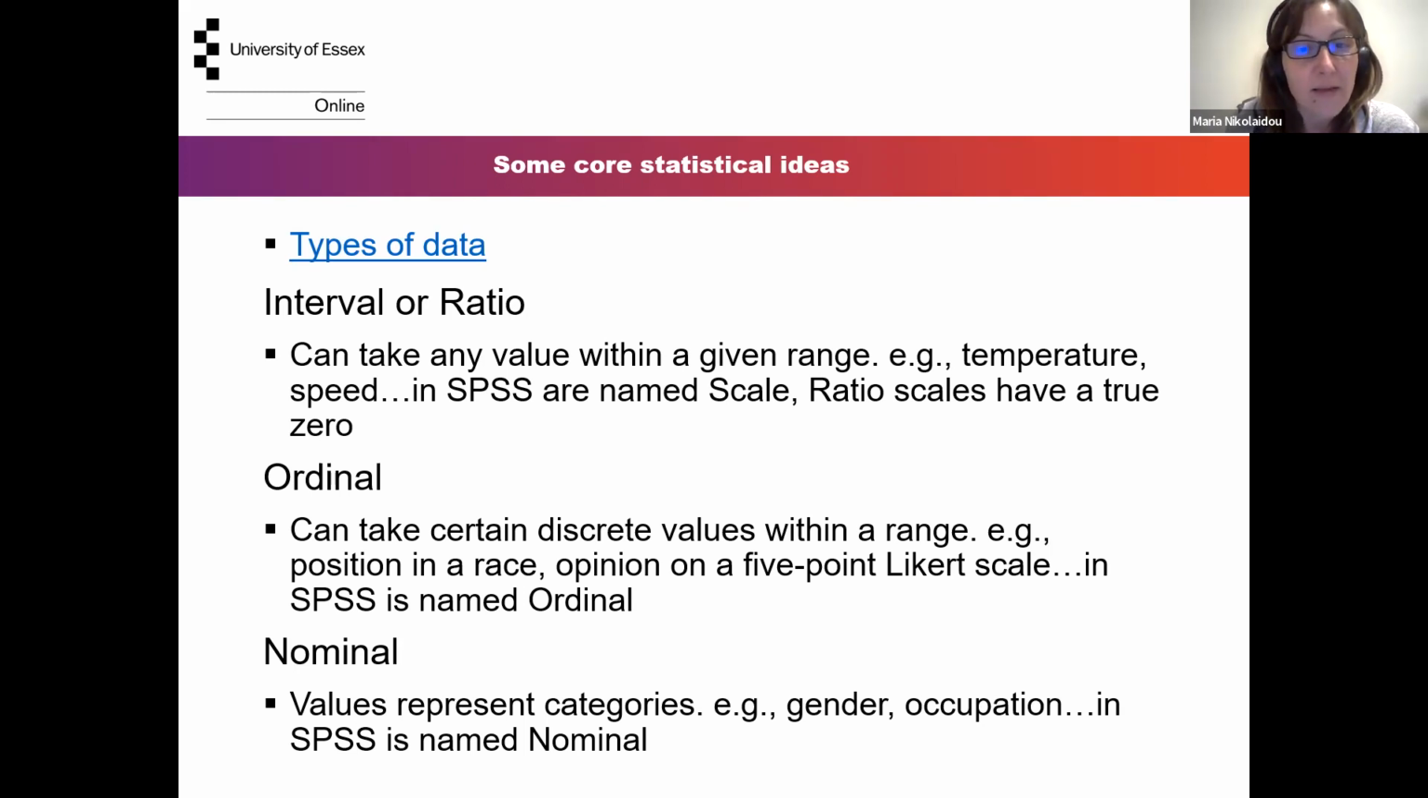Ordinal data can take certain discrete values within a range. So for example, position in arrays, or we commonly use them in Likert scales. In SPSS it is named as ordinal. And finally, we have nominal data, where the values represent categories such as gender and occupation, and in SPSS they're also named as nominal data. Categorical data can take numeric values, but the numbers are meaningless. So we can assign basically any number to our categories.